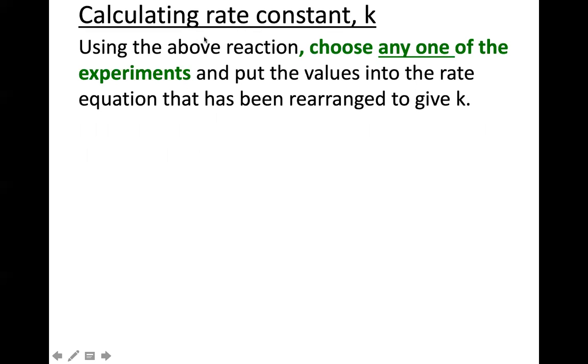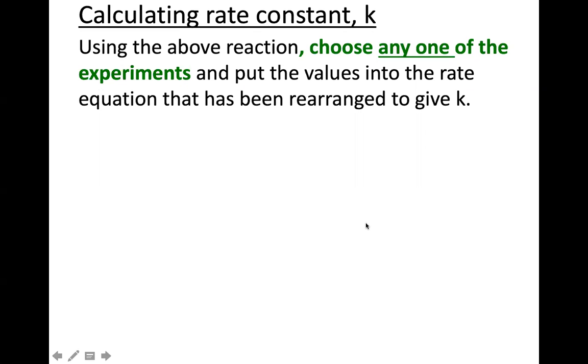Now, calculating the rate constant k. Using the above reaction, for as long as it is the same reaction, you can choose either experiment 1, experiment 2, or experiment 3 to work out your rate constant k. It will be the same. The idea is because you're only changing the concentration, your rate constant will stay the same. The only factor that will change your rate constant is temperature, in which case you haven't done any temperature change for this example too.